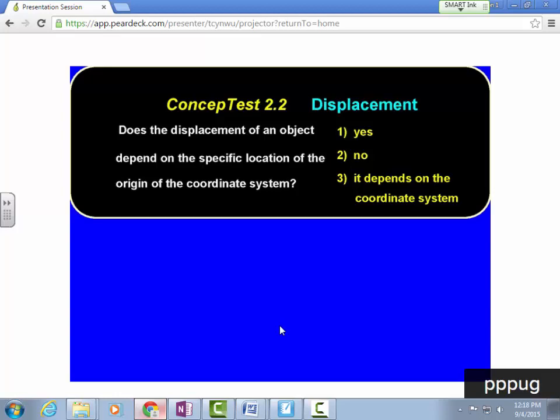Yes. Why? Because it doesn't matter where you start from, as long as you end up the same distance away from the origin. Yeah, but what this is asking is, does it depend on the location of the origin? In other words, if I put the origin at negative 50 meters, would the displacement that I go matter? I'm starting from the same position in space, correct?